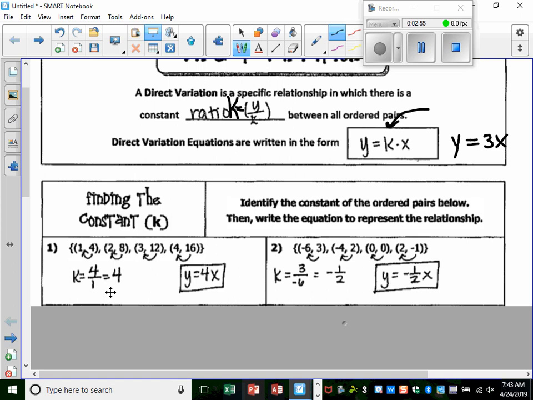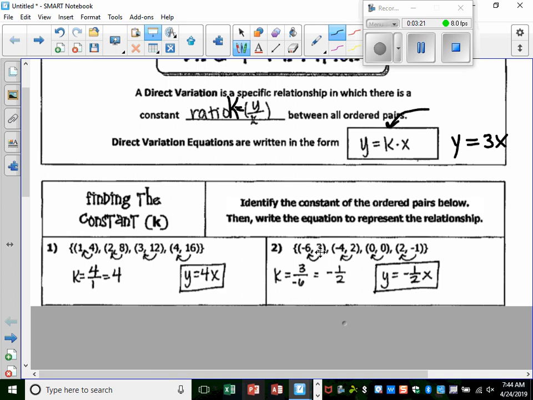Constant means that number is not changing. So like here, 8 divided by 2 is 4. 12 divided by 3 is 4. 16 divided by 4 is also 4. So when it remains constant for all of your x and y values, then it's considered direct variation, and you write it as y equals 4x.